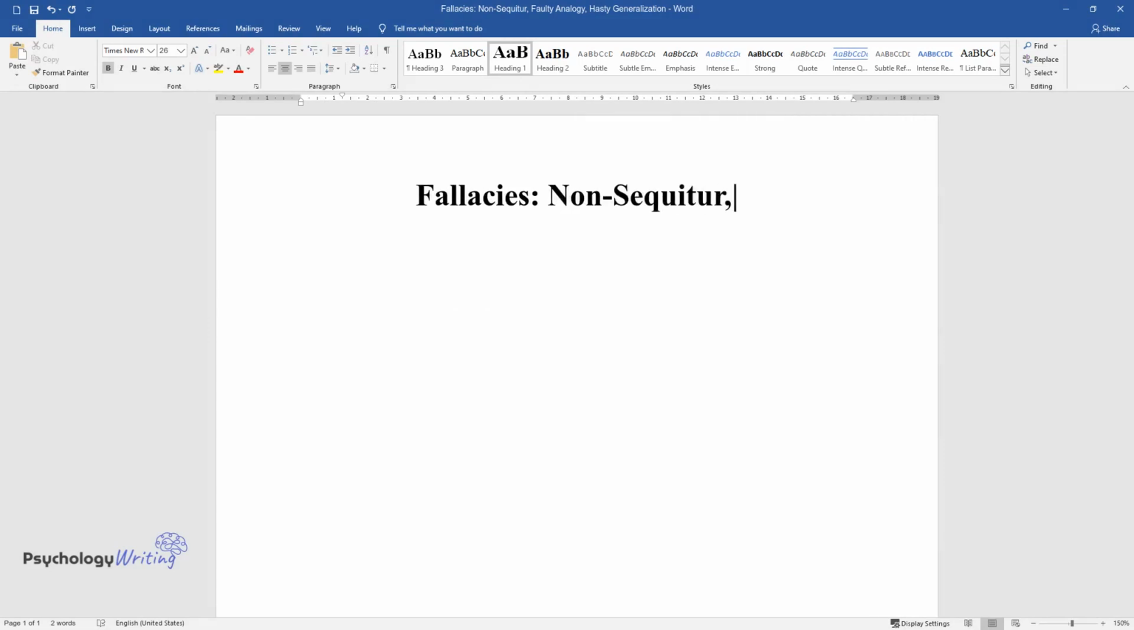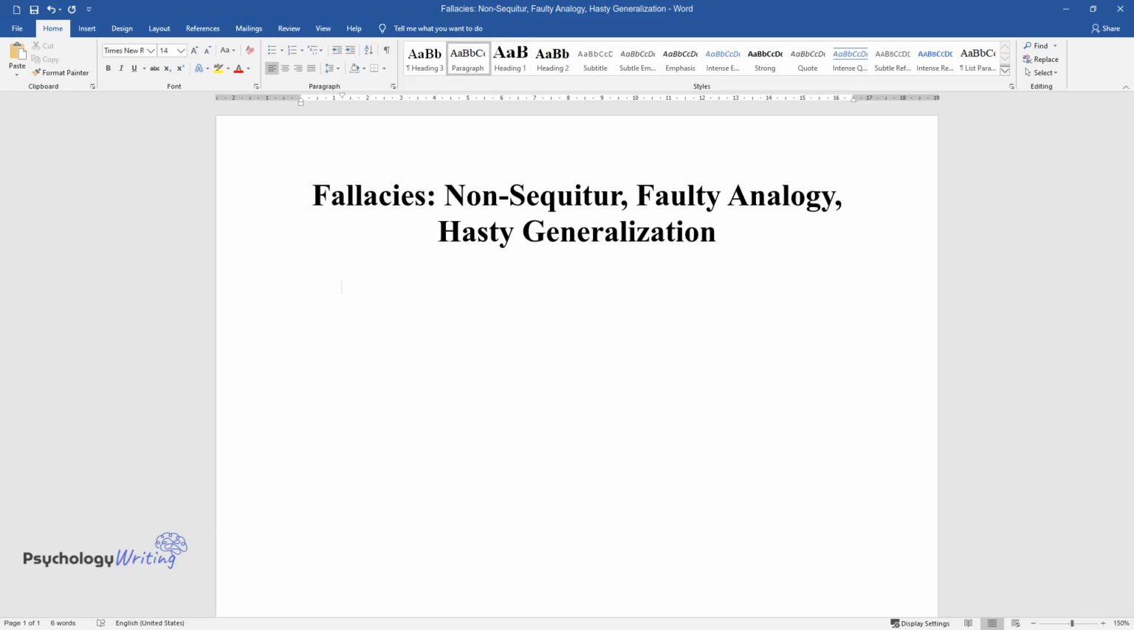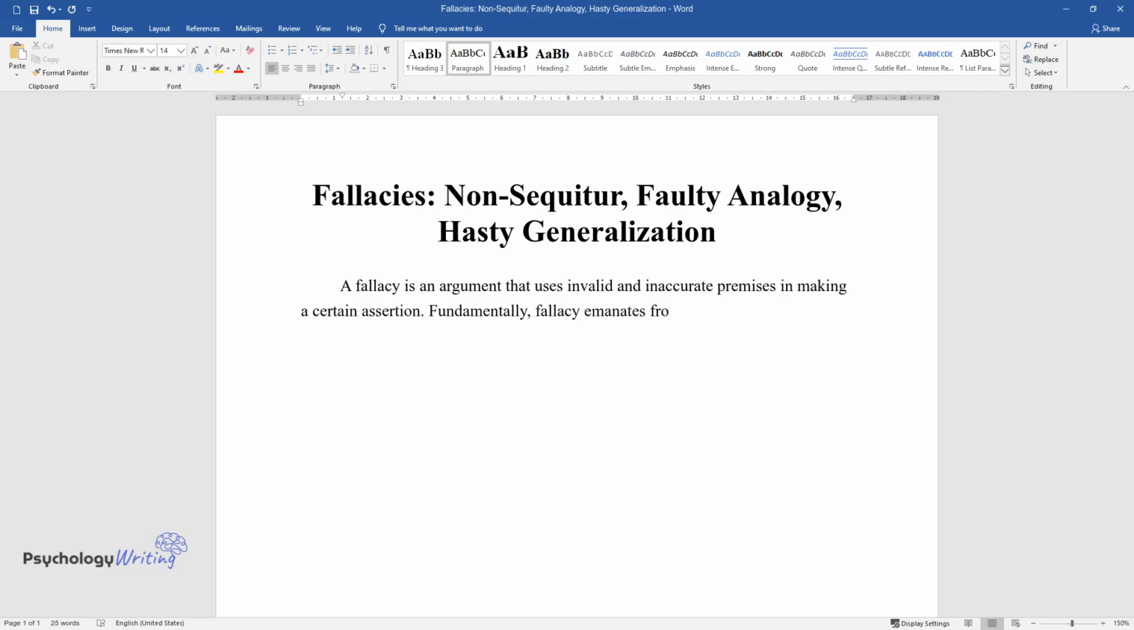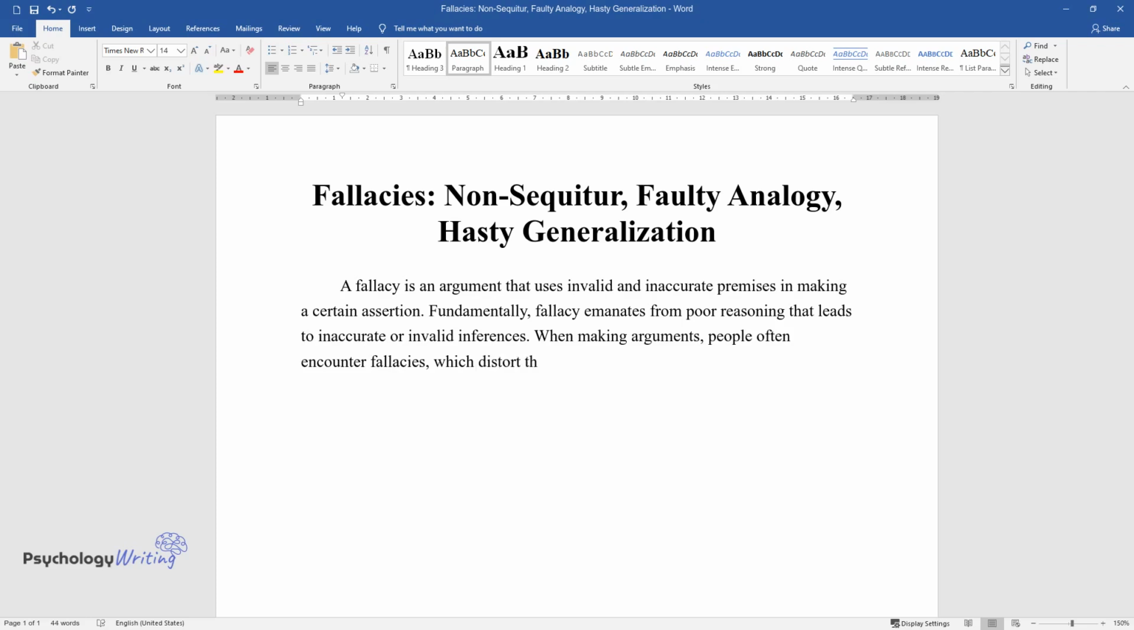Fallacies, non sequitur, faulty analogy, hasty generalization. A fallacy is an argument that uses invalid and inaccurate premises in making a certain assertion. Fundamentally, fallacy emanates from poor reasoning that leads to inaccurate or invalid inferences. When making arguments, people often encounter fallacies, which distort the meaning and relevance of the said.